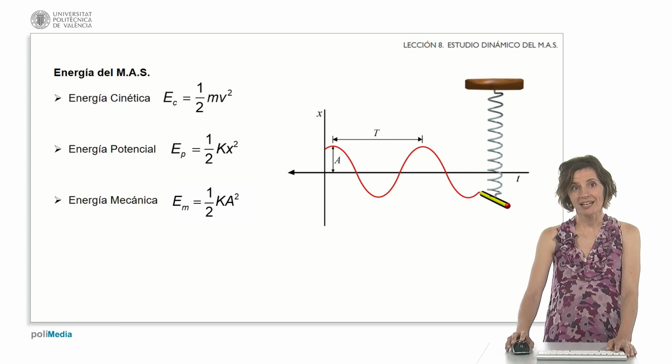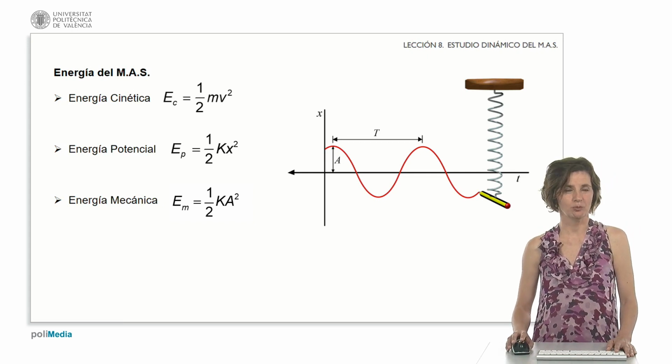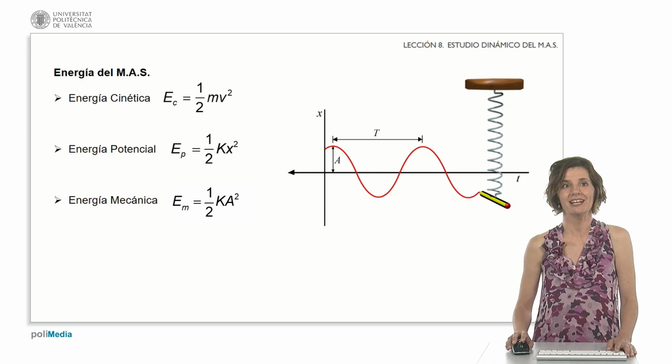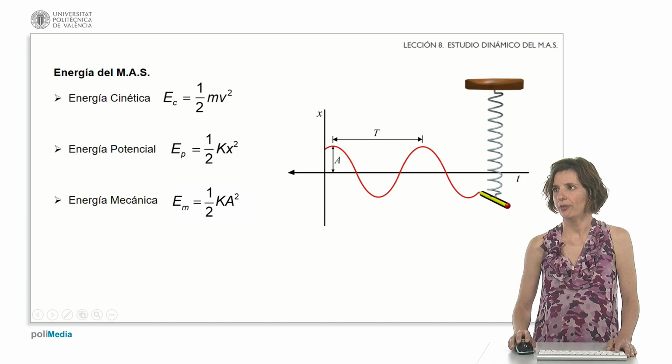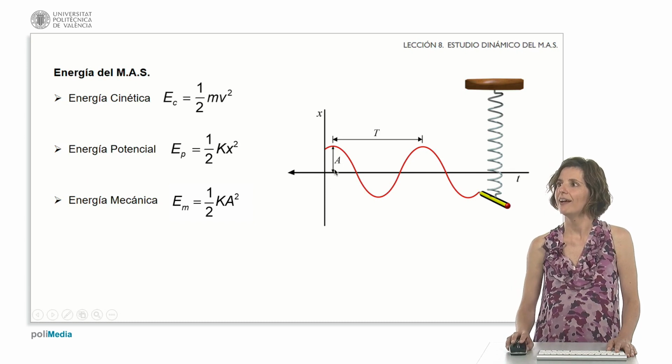Conclusion. The mechanical energy possessed at each instant by a system moving with simple harmonic motion is proportional to the square of the amplitude of the vibration, which remember was the maximum elongation. This was A.